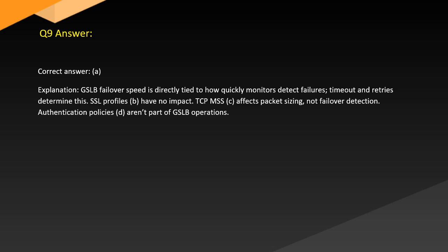Answer. Correct answer: A. Explanation. GSLB failover speed is directly tied to how quickly monitors detect failures. The timeout and retries determine this. SSL profiles, B, have no impact. MSS, C, affects packet sizing, not failover detection. Authentication policies, D, aren't part of GSLB operations.